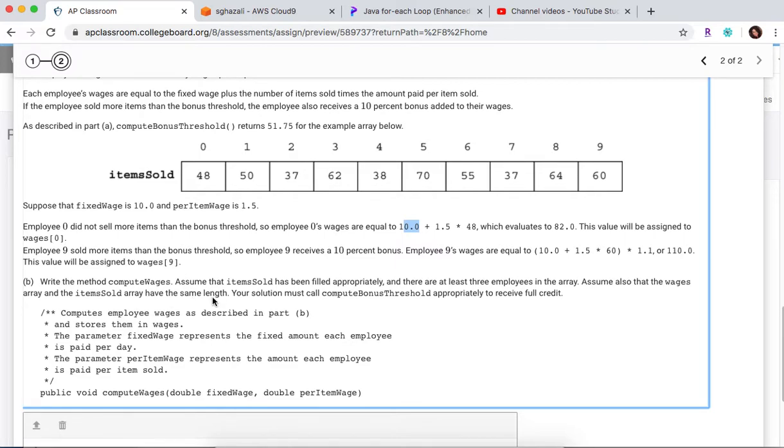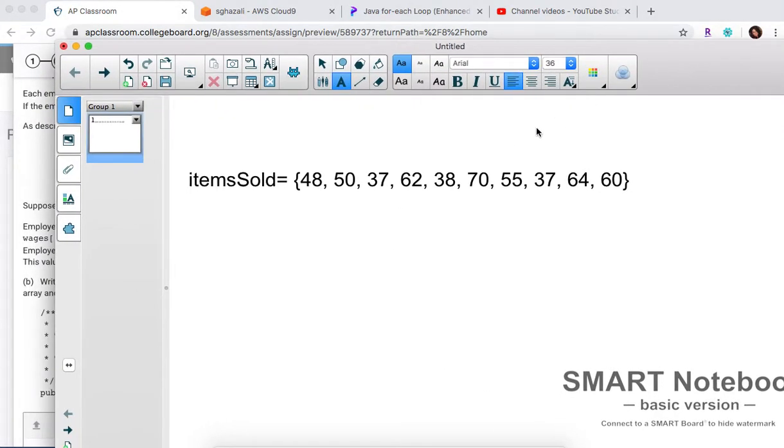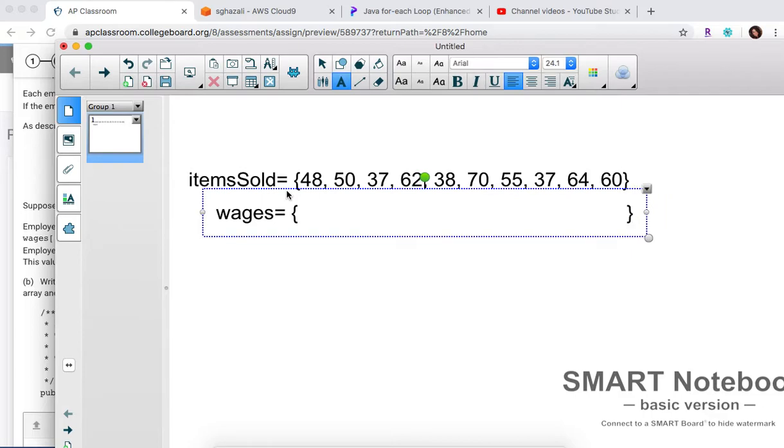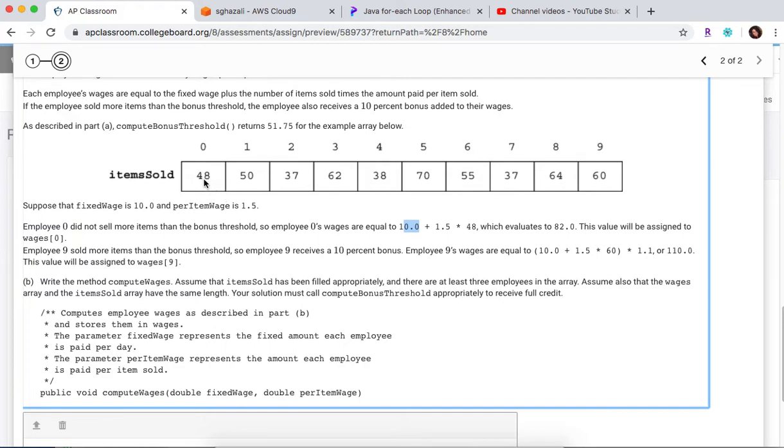Okay? So basically, guys, I want to show you something. Here's items sold, right? So basically they're saying that wages is also another array that's the same length. So if there's 10 items sold, then if there's 10 employees that sold items, their wages are also in an array. So this person who sold 48 items, his wages were how much? 82, right?